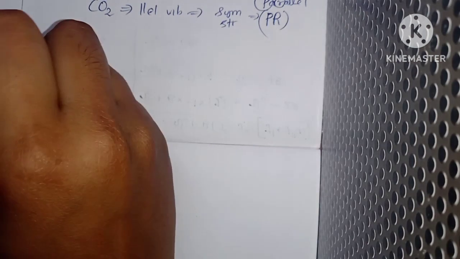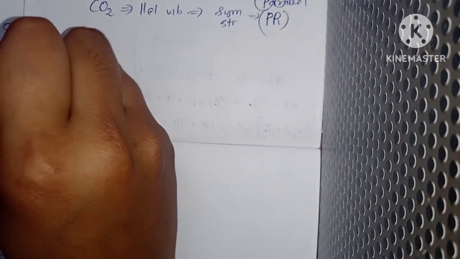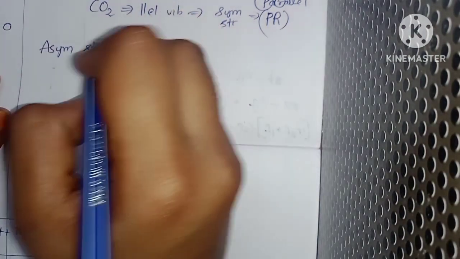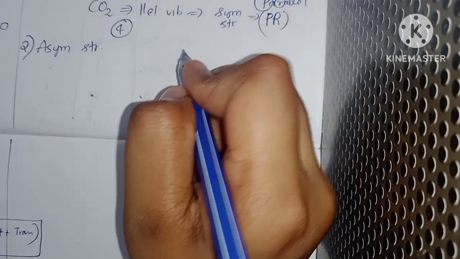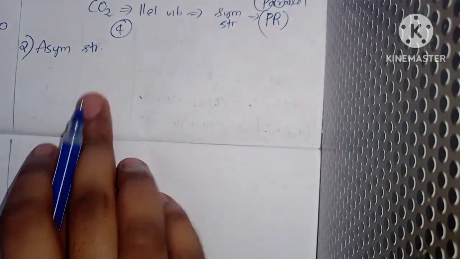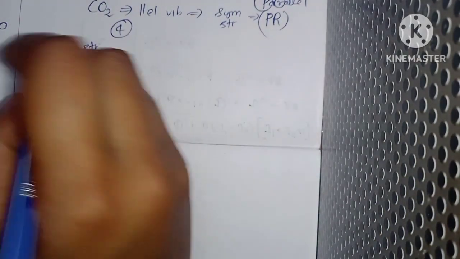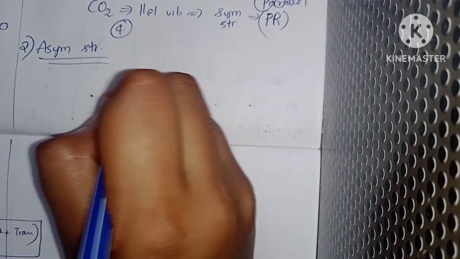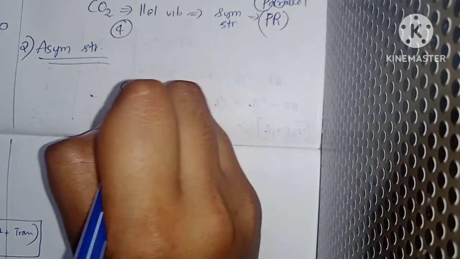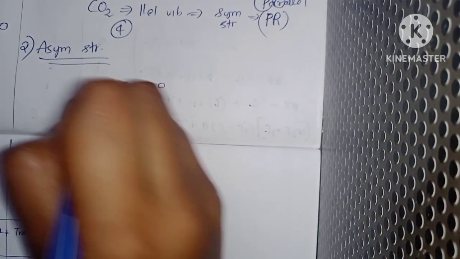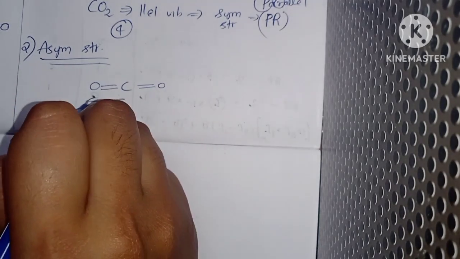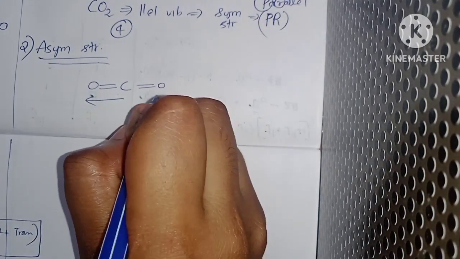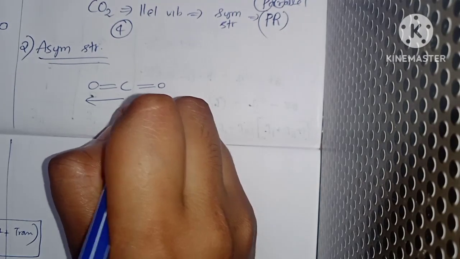So now we are considering the second possible vibration. There are 4 possible vibrations for CO2. First one is symmetric stretching. Second one is asymmetric stretching. Asymmetric means if this is the molecule, if one bond is lengthened away from the central atom, the other bond is pushed towards the central atom.